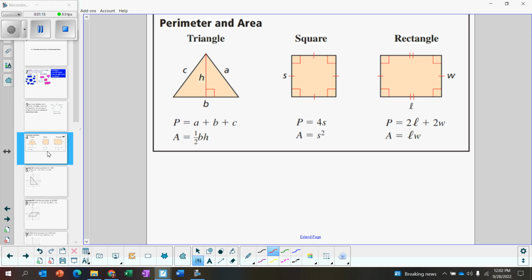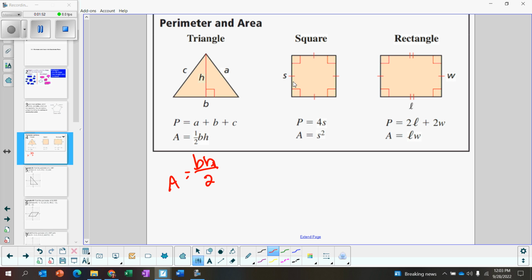So we have some perimeter and area formulas for a triangle, a square, and a rectangle. For a triangle, if I look at the three sides, perimeter is when I add them up. And the area is 1/2 base times height. Some of you may have learned it as base times height over 2, which is fine, but that's also 1/2 times base times height. The height is always perpendicular, always makes a right angle with the base. So the base here is the bottom, and the height is the line from the top perpendicular to it.